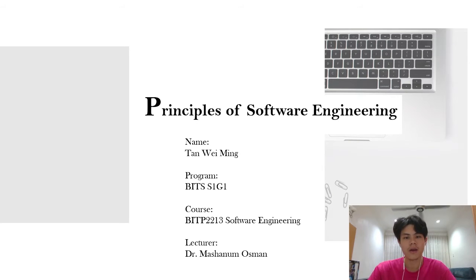I'm Wei Ming, and now I'm going to present to you my title for the assignment 1 of course BIP 2213 Software Engineering. My title is Principle of Software Engineering. I'm from the class BITS Group 1.